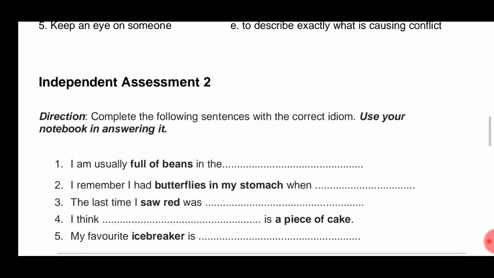So I'm usually full of beans in the blank. So full of beans, this is the idiom. So you need to find the meaning of the full of beans, maybe in Google, and then you supply the missing part of the sentence, related. The sentence or the phrase that you will create is related in our idiom.